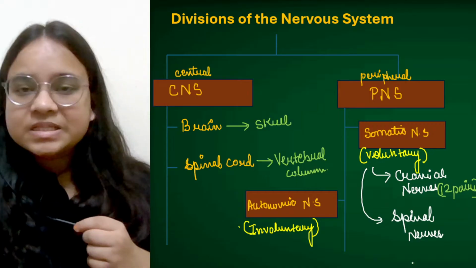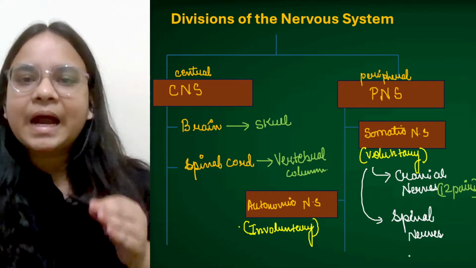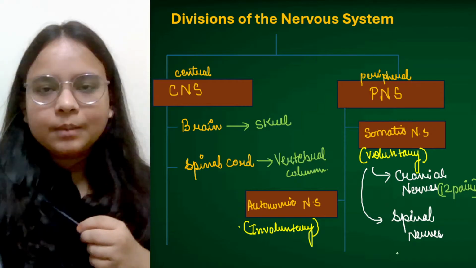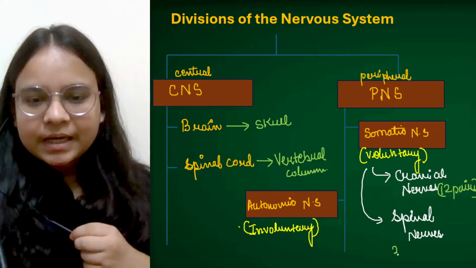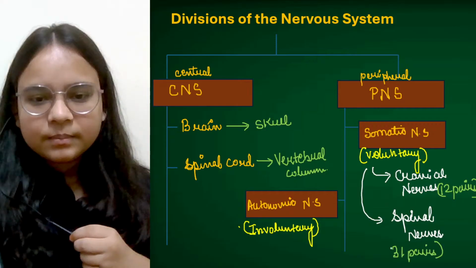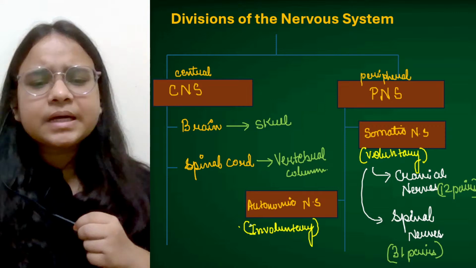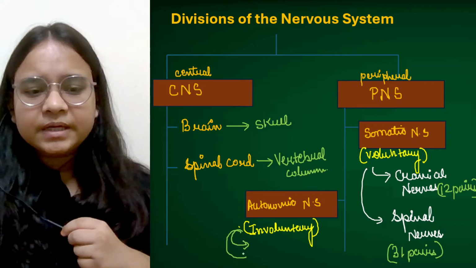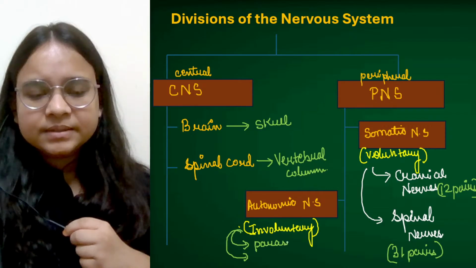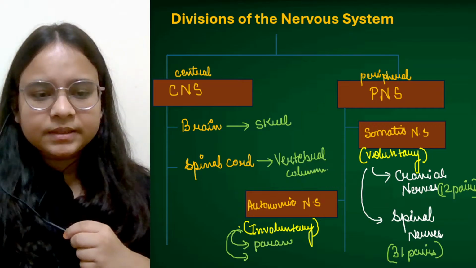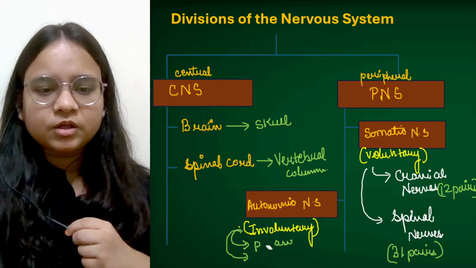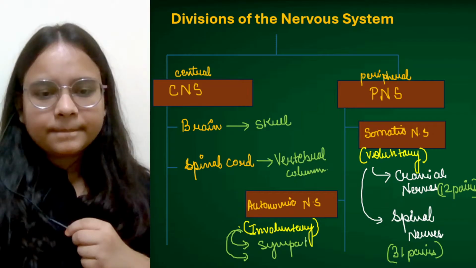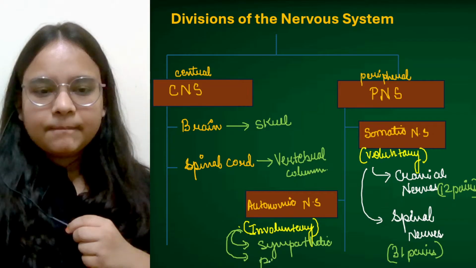Now, spinal nerves. From the name itself it is clear that this is the set of nerves that are emerging from the spinal cord. We call them spinal nerves. They are actually 31 pairs. Now, let's come to the autonomic nervous system. The autonomic nervous system further hosts two systems, that is sympathetic and parasympathetic. Just writing it in chronological order, first the sympathetic nervous system and then the parasympathetic.